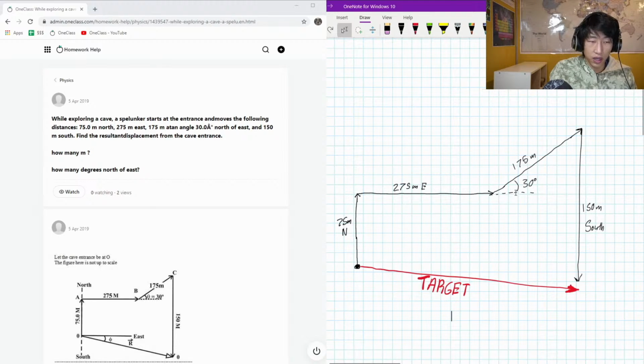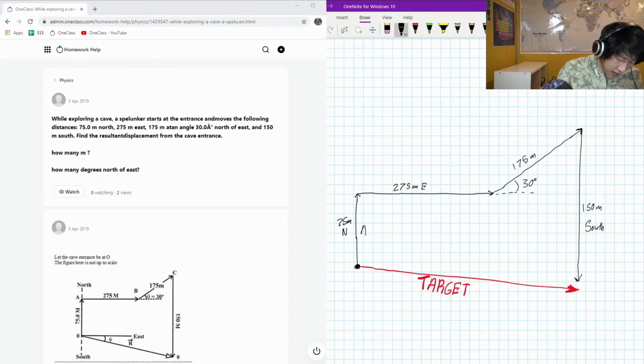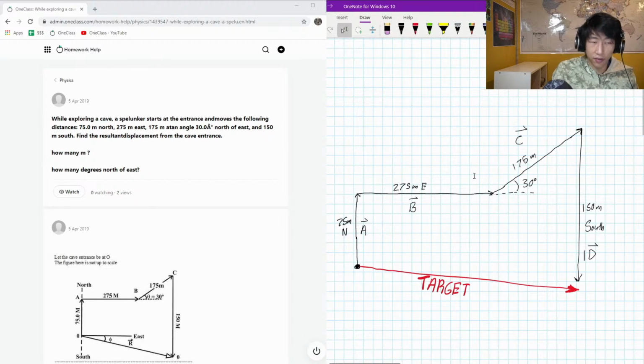Essentially, we have a vector situation right here. The red target arrow is the same as this head to tail chain of all the steps that were described in the question. We're going to treat all of these individual steps in the journey as individual vectors, add them together, and that's going to be the target. Let's call this A, this B, this one C, and this one D. Fairly straightforward, and they're all vector values.